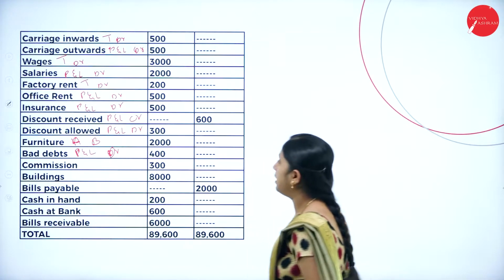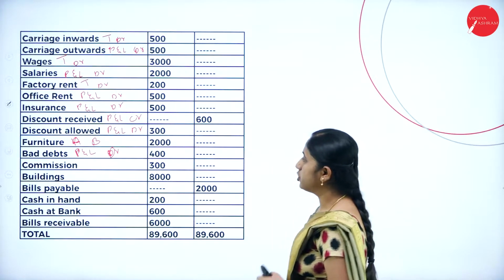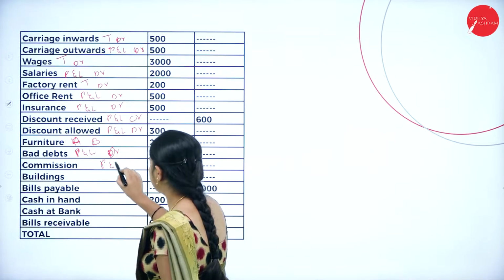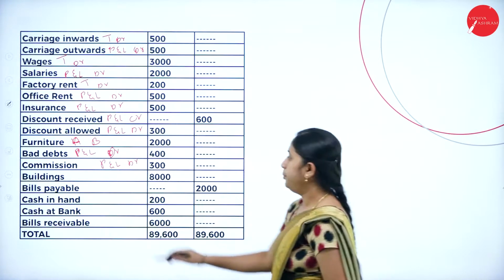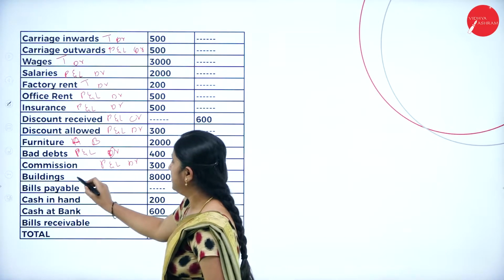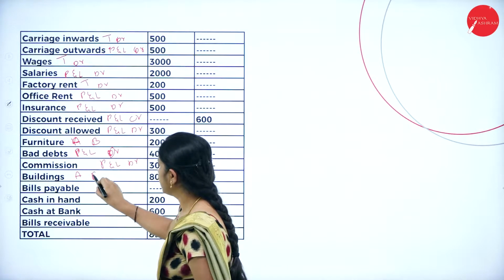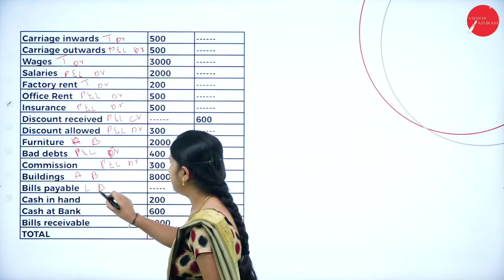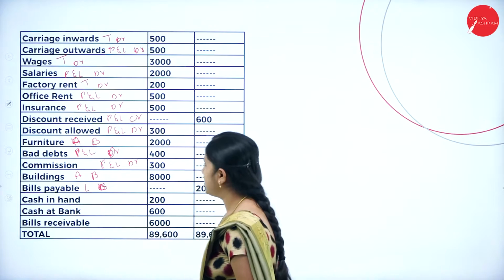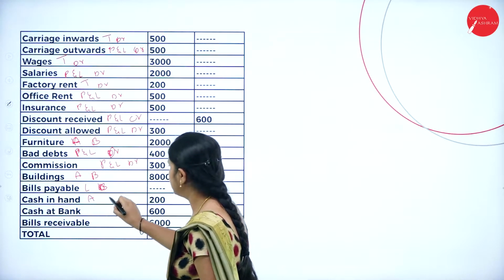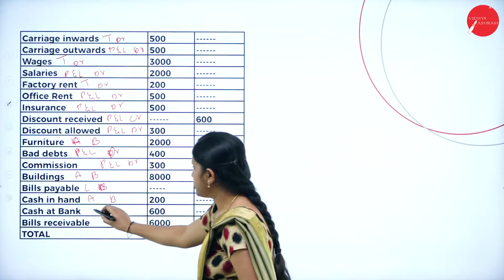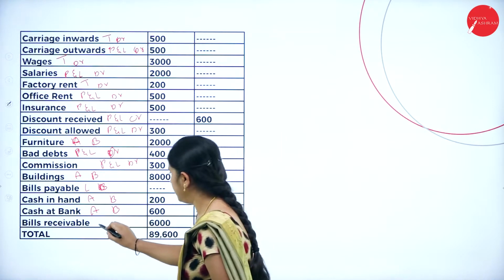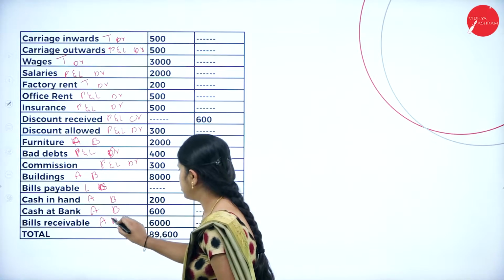Commission. Here commission is a debit balance. So commission paid. Profit and loss account debit side. Building, asset, balance sheet. Bills payable, liability, balance sheet. Then cash in hand, assets, balance sheet. Cash at bank, assets, balance sheet. Bills receivable, asset, balance sheet.